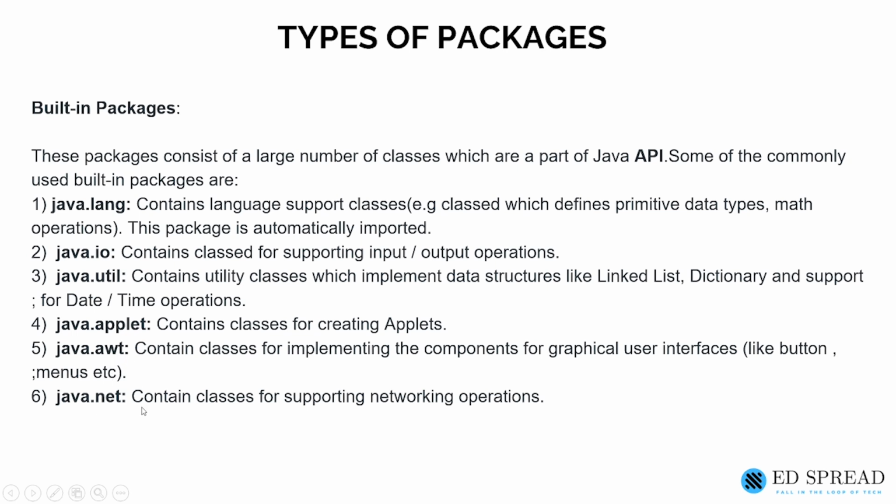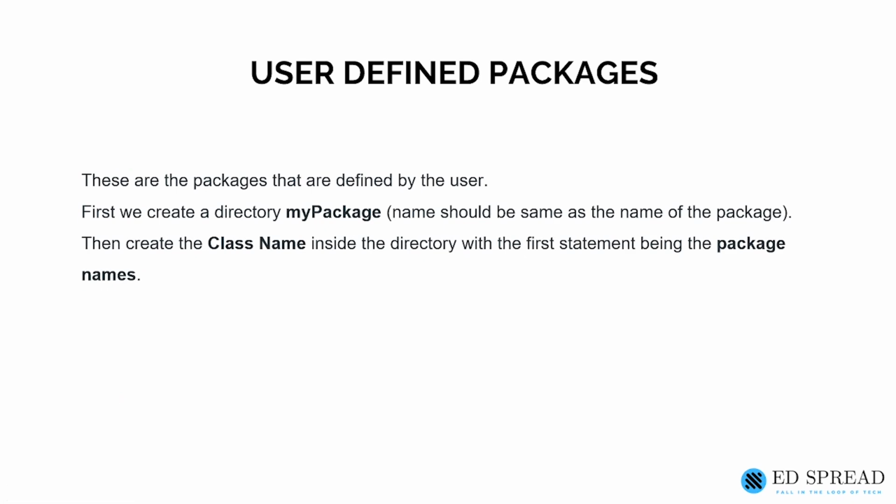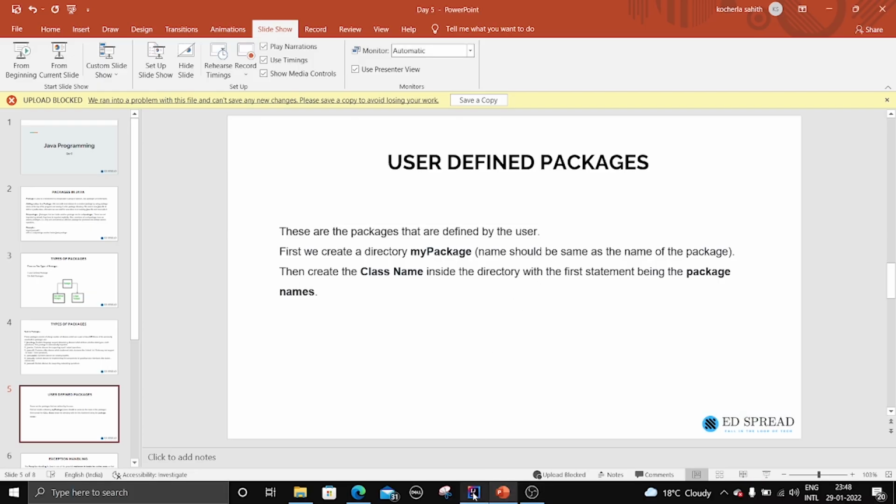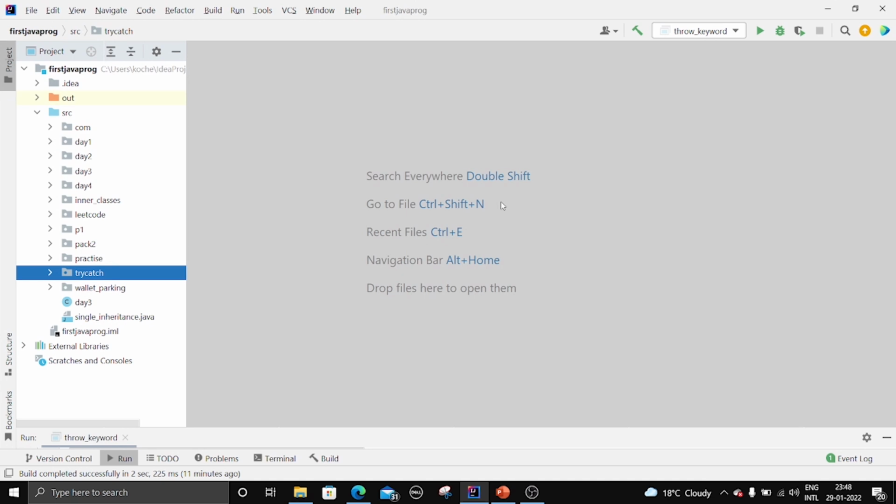And java.net contains classes for supporting networking operations. So for networking related operations, these Java classes are available in the java.net package. Right? So, user defined package. We know how to create a user defined package, right? So let us see how to create a user defined package first.